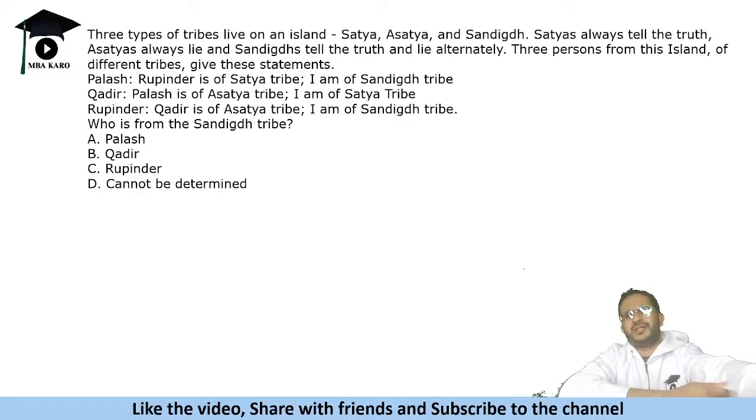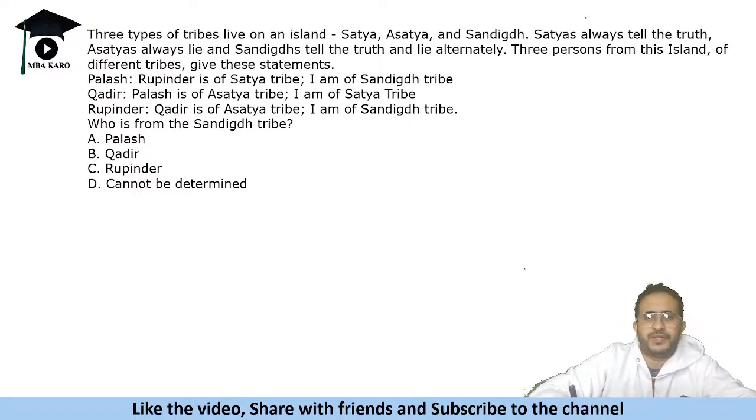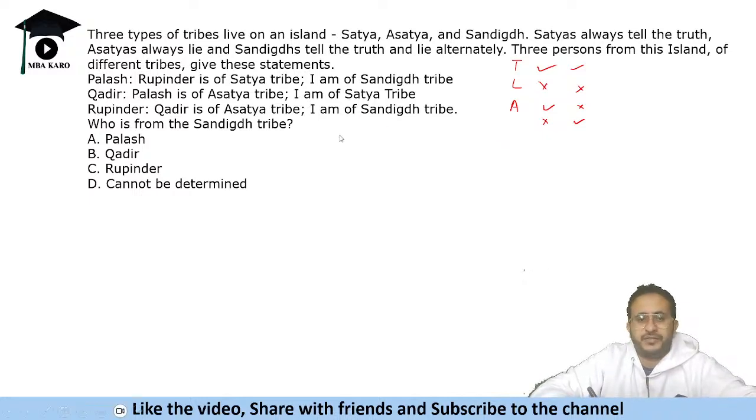Last year two questions came, so I thought that it could be, see, it is very random every year. They sort of change the kind of questions. So let me tell you how to solve these binary logic questions. Now, the truth teller always tells the truth, so those statements will always be true. A liar will always tell lies, and the third category is alternating, where if the first is false, the second will be true.